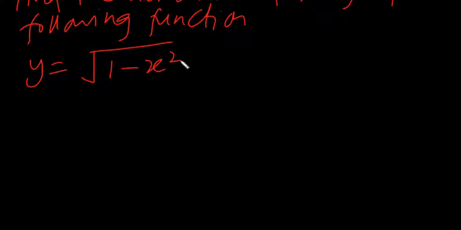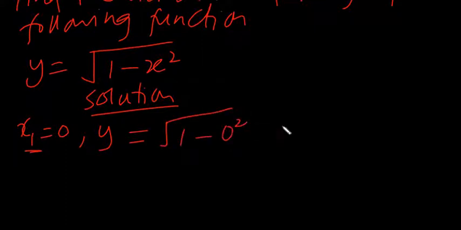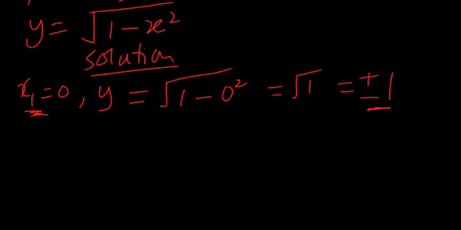Now let us look at the solution. What do you normally do? You pick x1 to be 0. Remember, this is the domain, as I have explained in my video. The range part, or the y, will be root of 1 minus 0 squared, which gives root 1. Root 1 is plus or minus 1. So this is the domain, and this is the range when x is equal to 0.